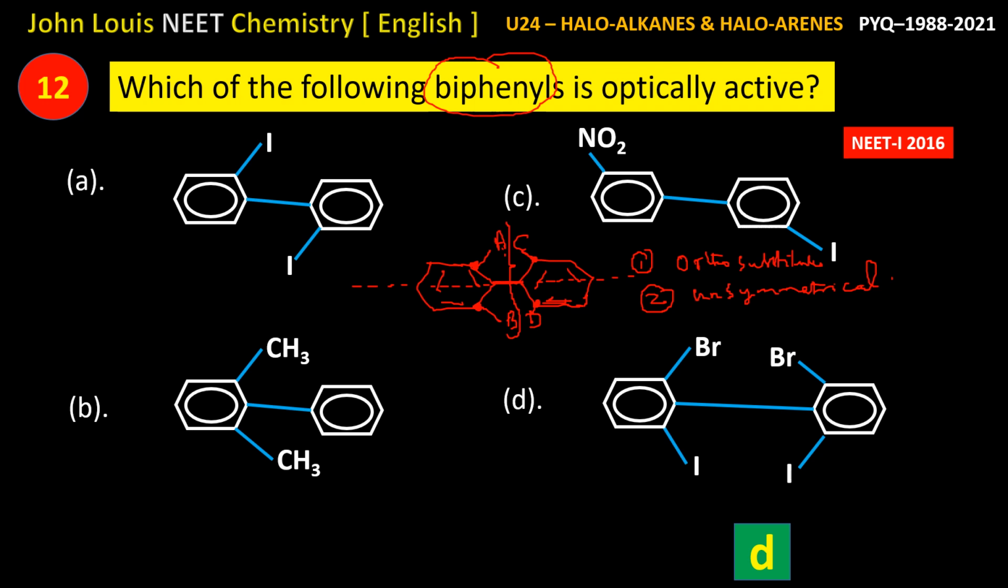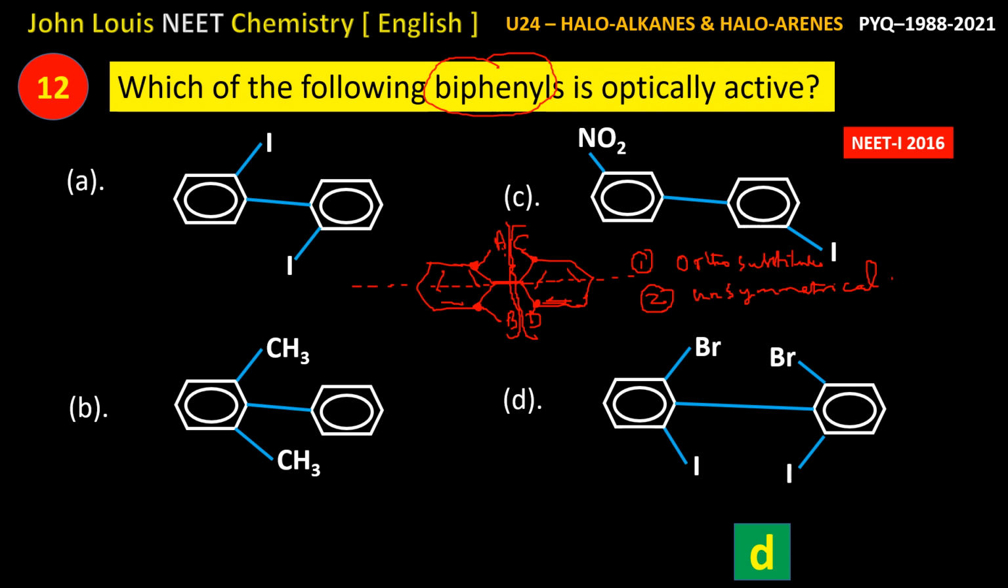Similarly, for the other benzene ring in the ortho position, C and D are the substituents there. These two should not be the same. They should not be the mirror image of each other. So that is why we have written unsymmetrical. That is a very important point. Okay. Then how can it be?